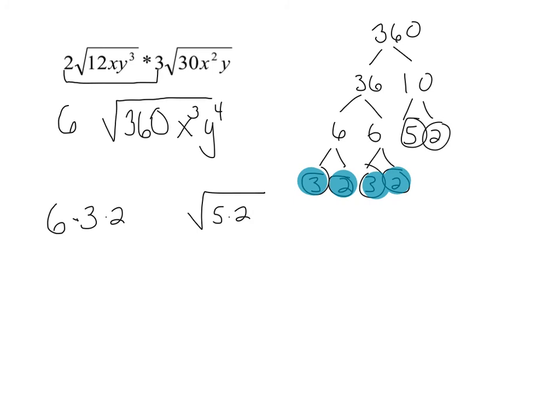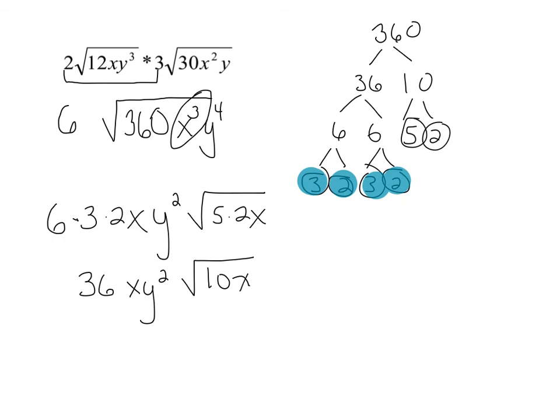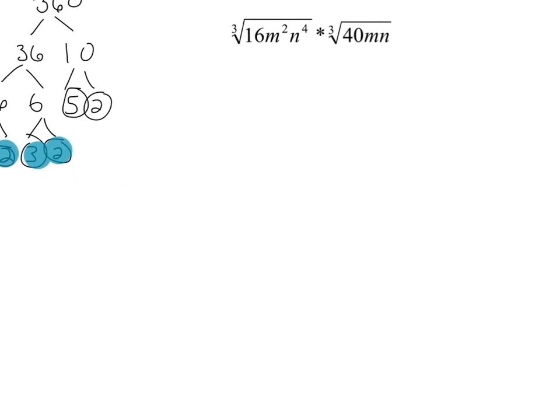So on the variable part, x cubed, how many groups of 2 are in there in x to the 3rd? Well, there's only one group of 2, so we'll just put x, and there's 1 left over. So if you have 3, you have 1 group of 2, 1 left over. And for the y's, there's 2 groups of 2 and nothing left over. So now if I just clean this up, 6 times 3 times 2 is 36. xy squared, radical 10x. So again, these problems can look pretty daunting, but if you just multiply them and do these factor trees, it really is nothing to it.